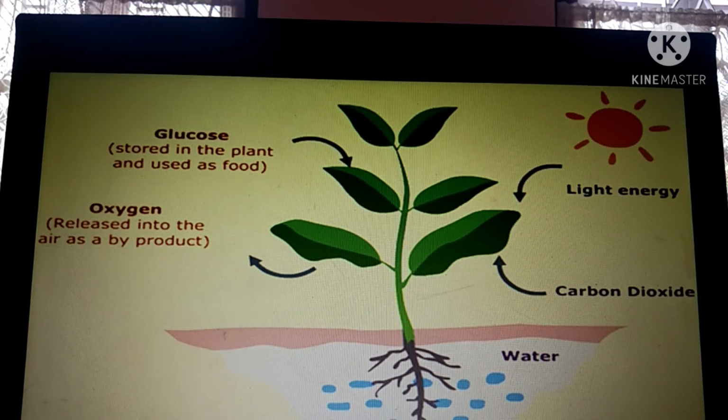How will they respire? They respire by taking in oxygen and releasing carbon dioxide like we do, because photosynthesis cannot occur in the dark. I hope it is clear. The gist is clear to all of you.